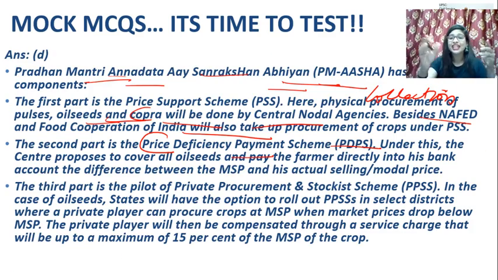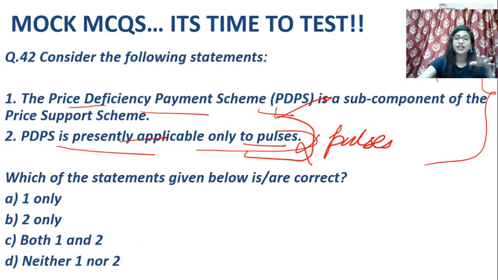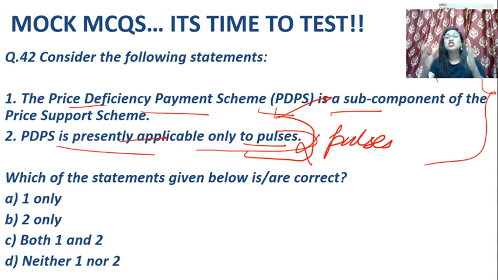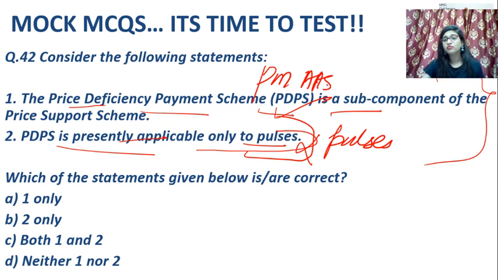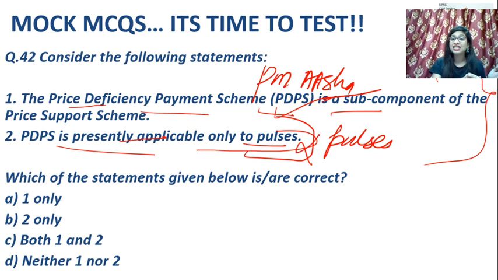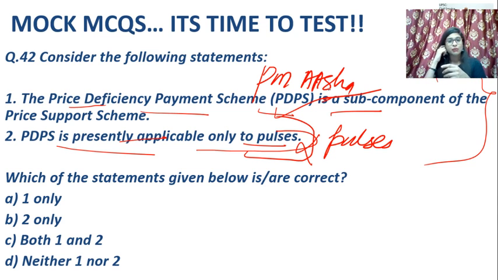And yes, it is not a subcomponent of your price support scheme. See, why your answer is option D, guys? Because it was saying that the subcomponent. Your PDPS is also a part of your Pradhan Mantri Asha scheme, right? It is actually a subcomponent of your Pradhan Mantri Asha scheme. It is not a subcomponent of your price support scheme. Rather, your price deficiency payment scheme is just a part of your Pradhan Mantri Asha scheme, just like the price support scheme. Okay, both these things are different. Very fine.